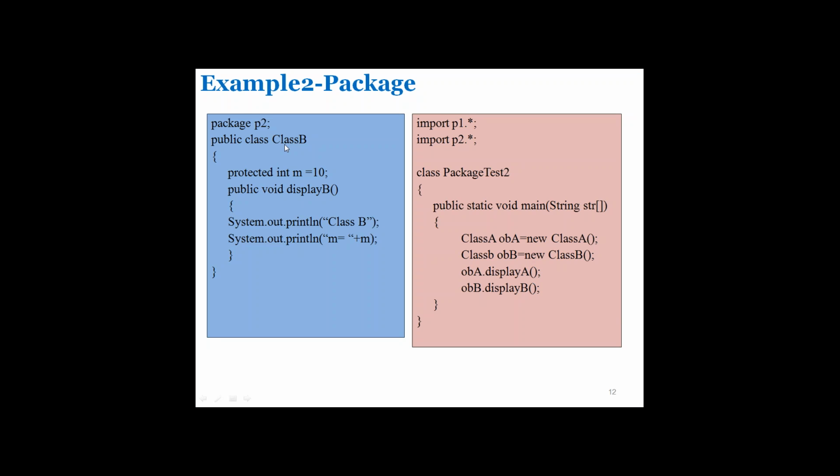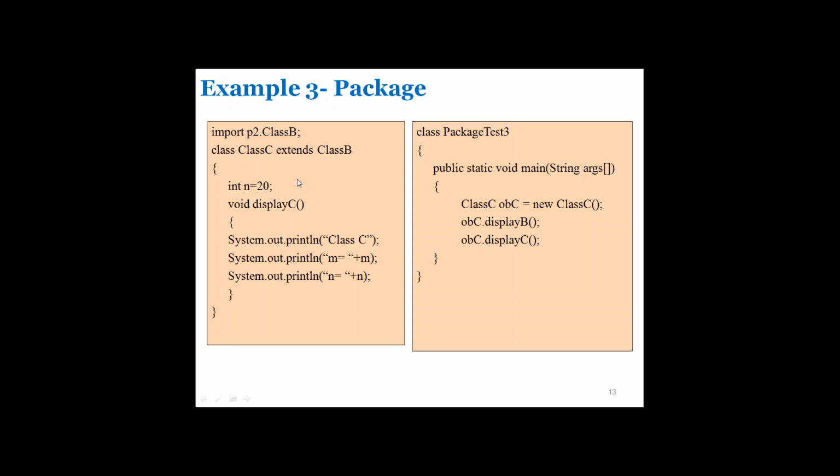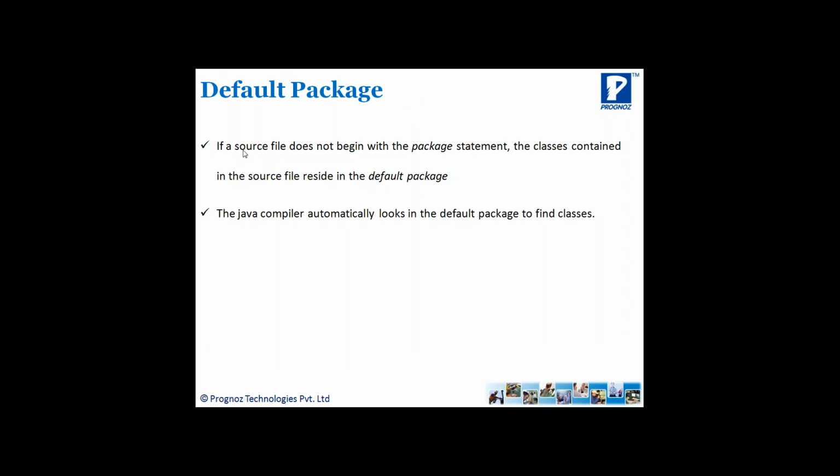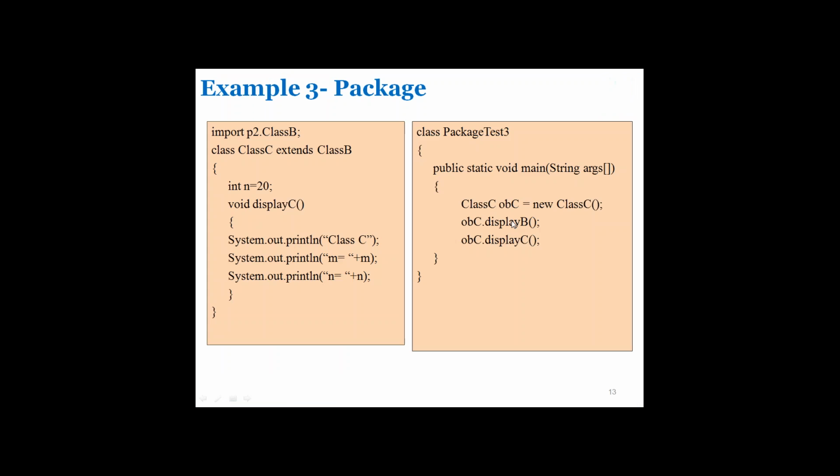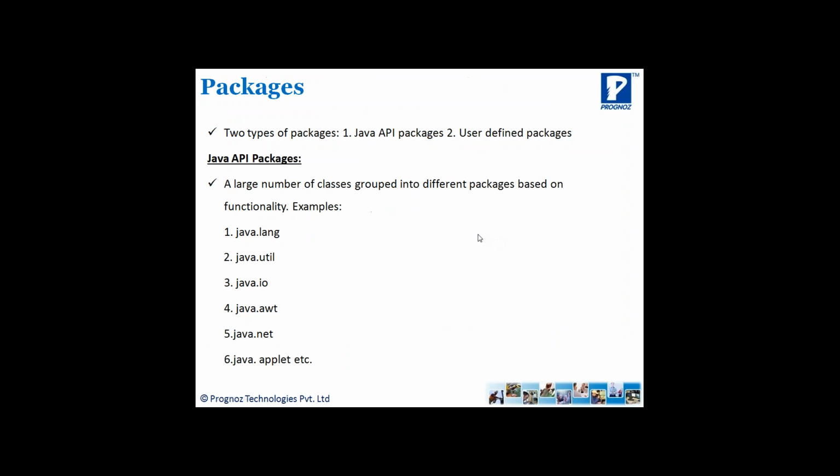Import p1, p2 dot star. If I mention this, whatever classes are there in the p2 package, I can use everything over here. If a source file does not begin with a package statement, that means the default package is applied. The Java compiler automatically looks in the default package. What is the default package we have? It's java.lang. So only one package is the default for all the concepts.